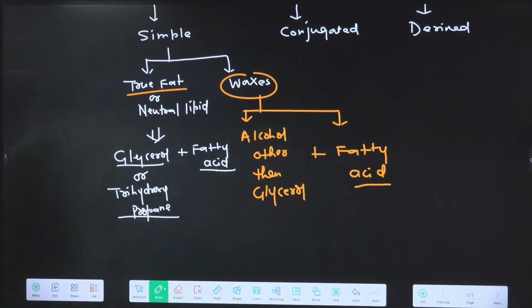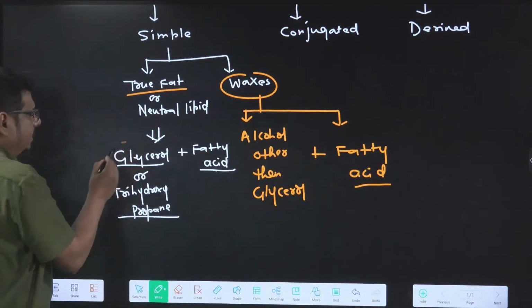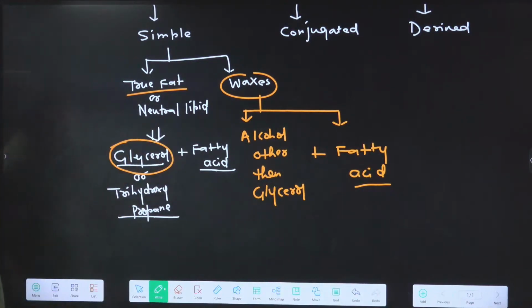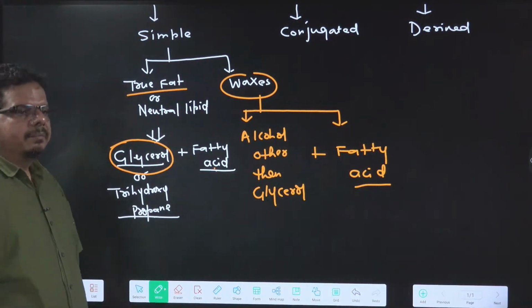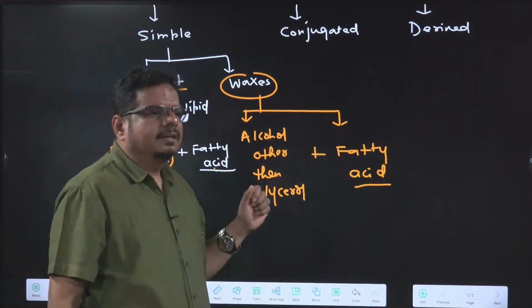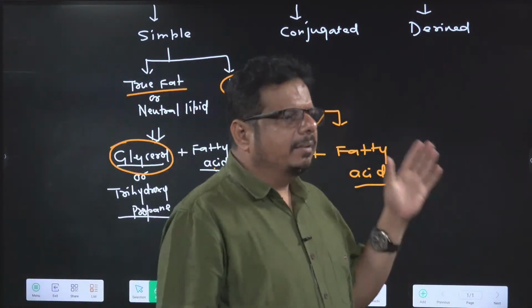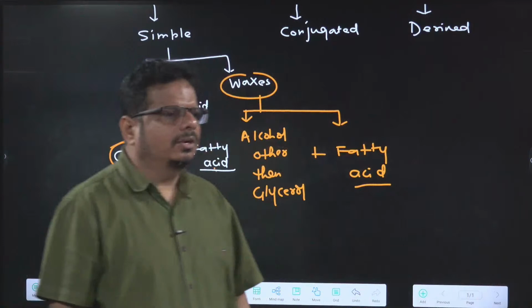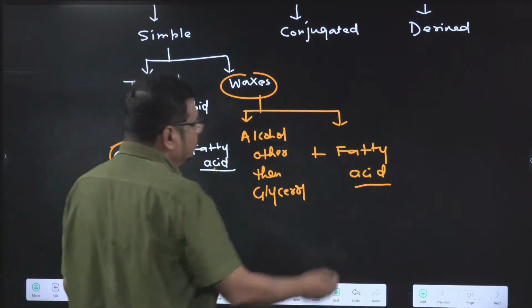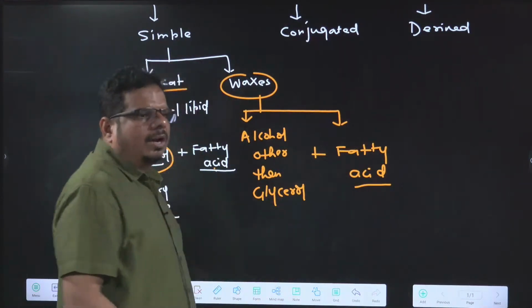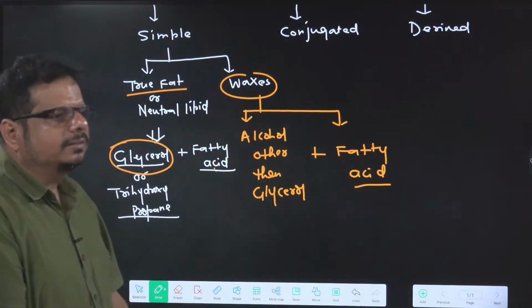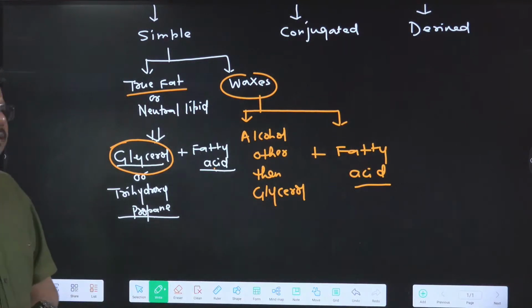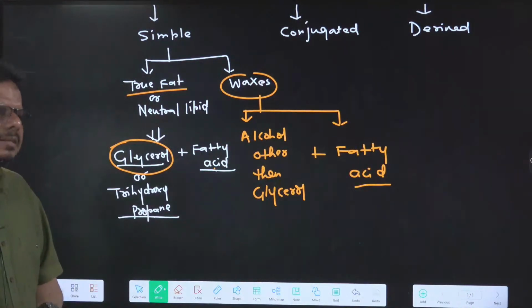Okay, in true fat, which alcohol is there? Glycerol is there, plus fatty acid is there. But in waxes, what is not there? Glycerol is not there. Some another alcohol is there in place of glycerol. Getting the idea or not? And fatty acid is there. So how true fat and waxes differ from each other, you got the idea or not? Clear in the mind? Both wax and true fat are examples of which lipid? Simple lipid.